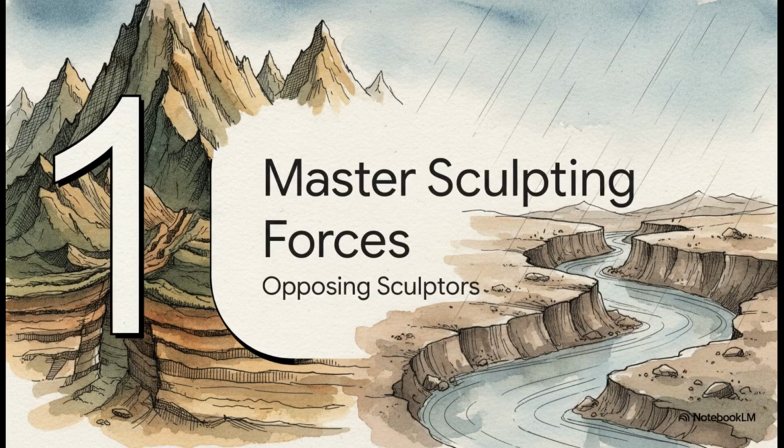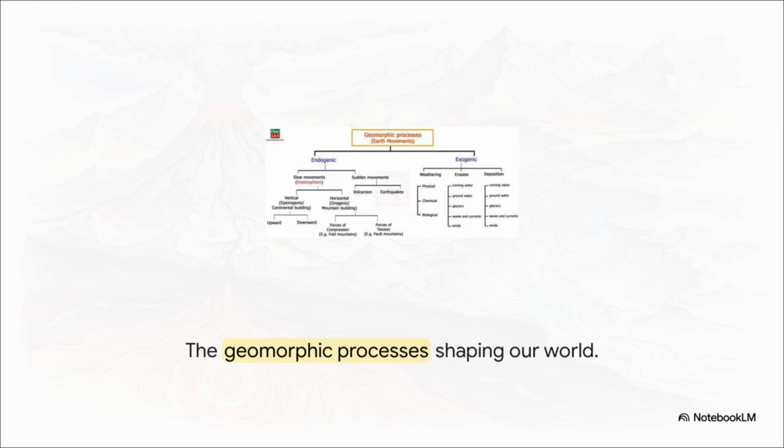Earth's master sculpting forces, the opposing sculptors shaping our world. To really understand how our planet gets shaped, we have to look at our two master sculptors. It is beautifully divided into two main categories. We have endogenic, or endogenous movements, coming from the inside of the Earth, and exogenic, or exogenous forces acting from the outside. These geomorphic processes literally dictate every single hill, valley, and peak on the entire globe.